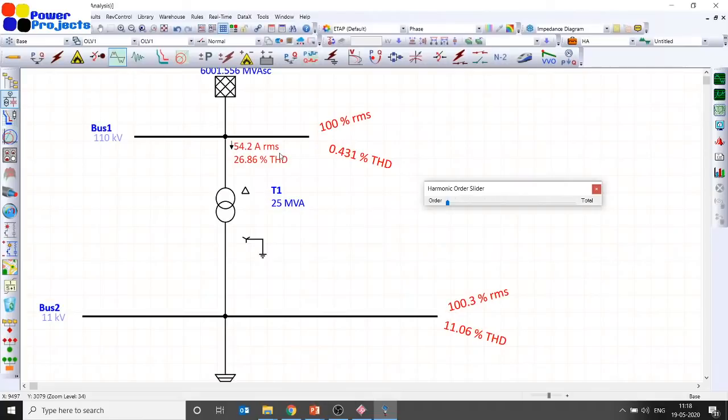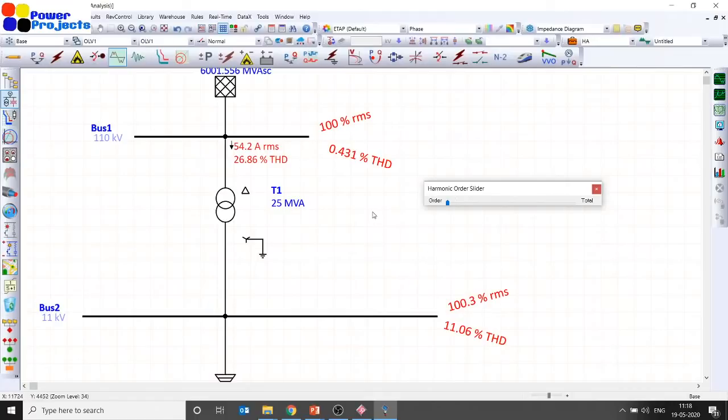For that, you may need to size a filter to bring down this current harmonic distortion. So the conclusion is that though the voltage harmonic distortion is within the limit, if the current harmonic distortion or current total demand distortion exceeds the limit, you need to go for a filter, right?